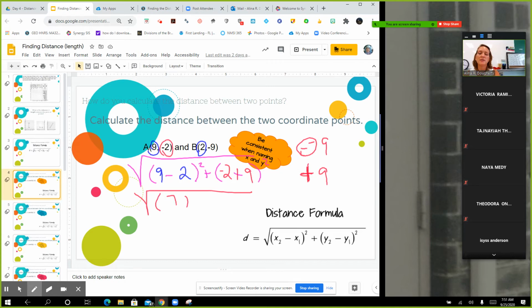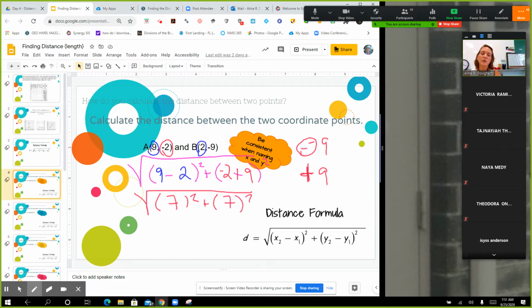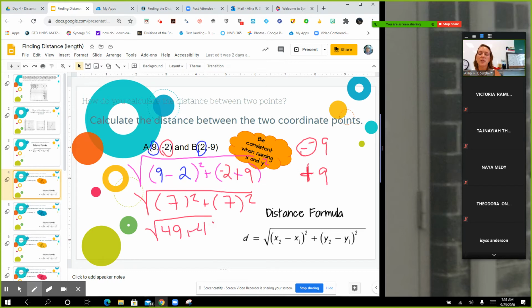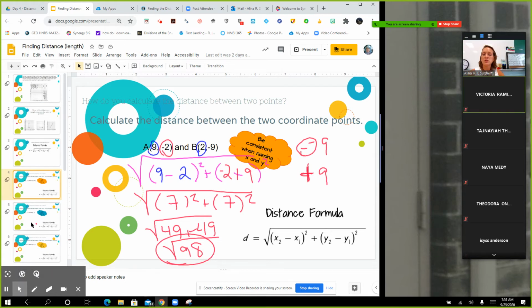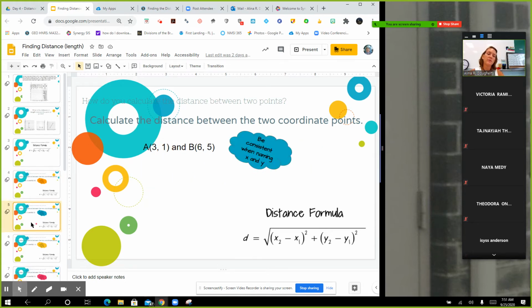9 minus 2 is 7. And negative 2 plus 9 is another 7. And then 7 squared and 7 squared, that's 49 plus 49. And the square root of 98. You can leave it just like that, or you can turn it into a decimal. It just depends on what you want to do. Everybody cool with that? Sweet. Let's try the next one.